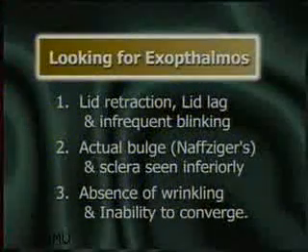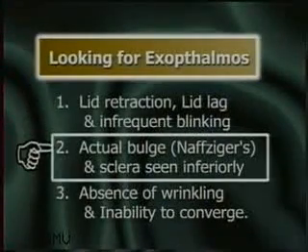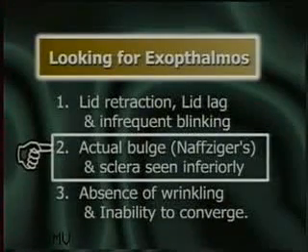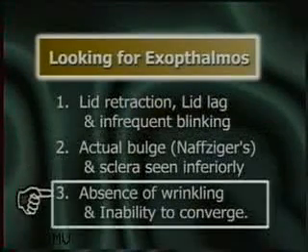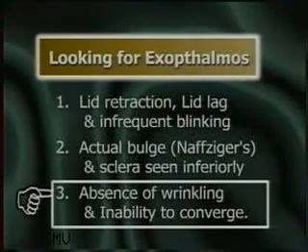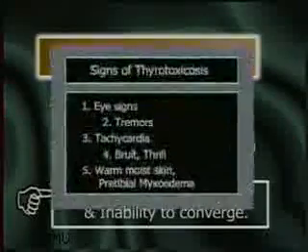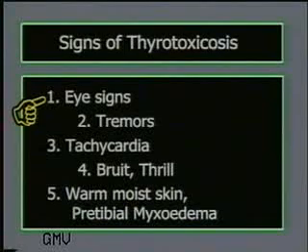To revise, look for lid retraction, lid lag and infrequent blinking. Look for actual exophthalmos by Nabziger's method and visibility of sclera beneath the inferior limbus. Then look for wrinkling of forehead, that is Geoffroy sign, and test convergence, that is Mobius sign. We are examining for the signs of thyrotoxicosis, and we have now studied the eye signs in thyrotoxicosis.